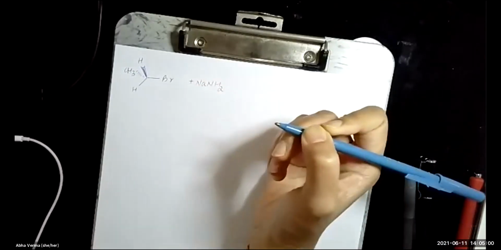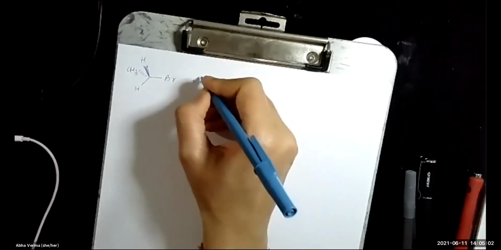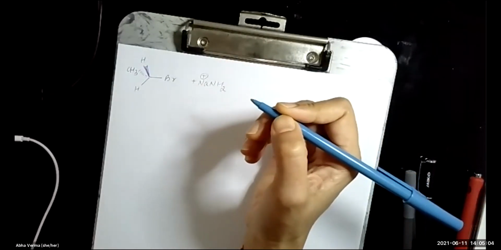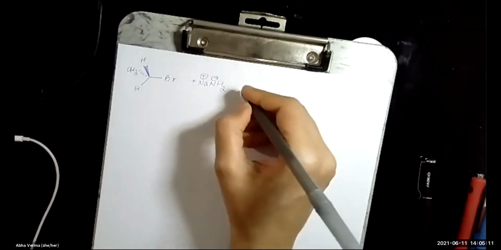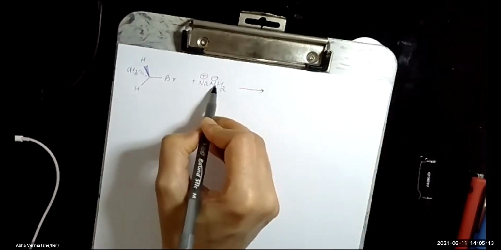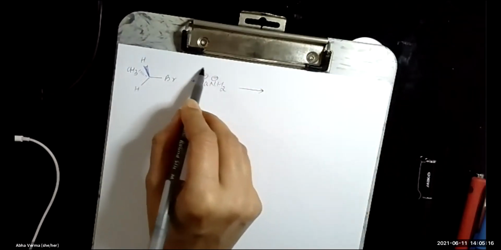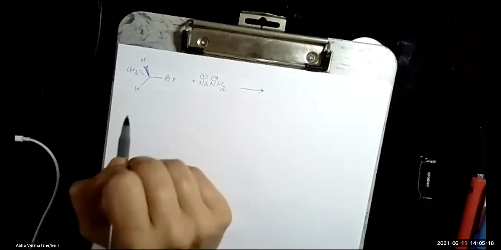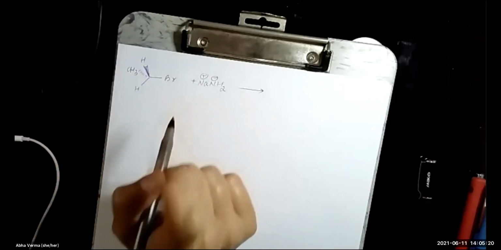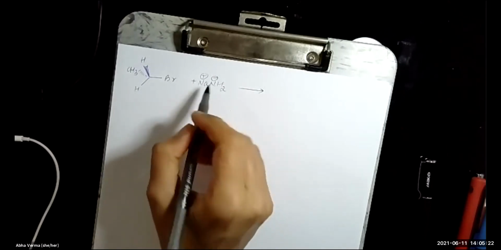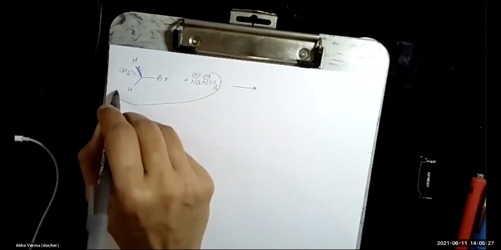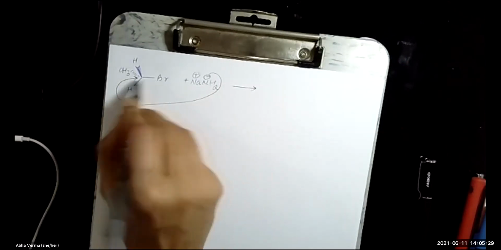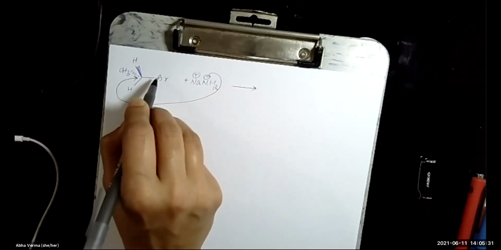NaNH2. In my NaNH2, Na, because it is a metal ion, will still have the positive charge. Nitrogen will have the negative charge. So is this nitrogen going to attack from the same direction as the leaving group? No, it does not want to do that. Why? Because it attacks from the back side, the opposite side, the anti-side of this bromine.